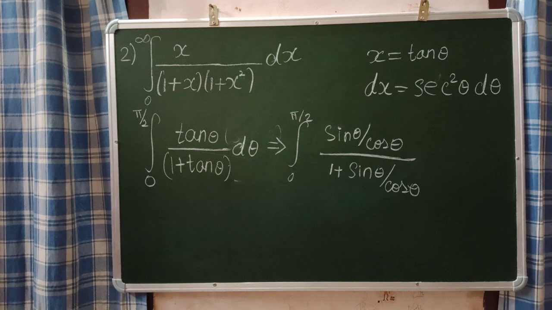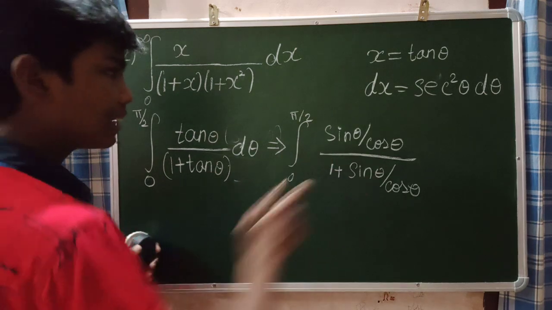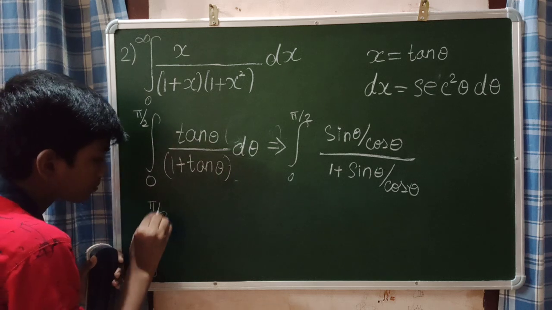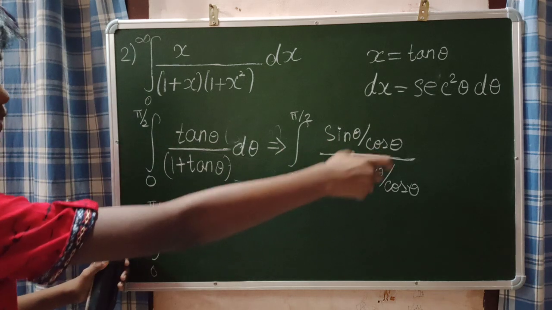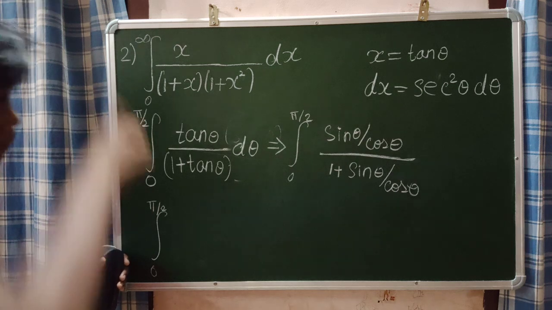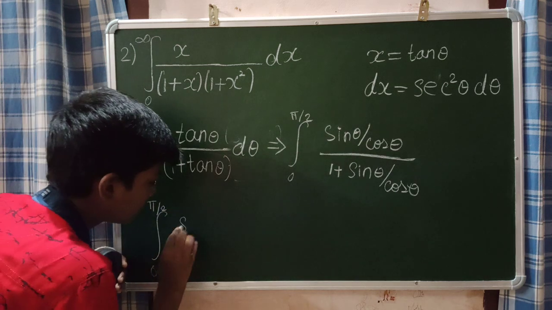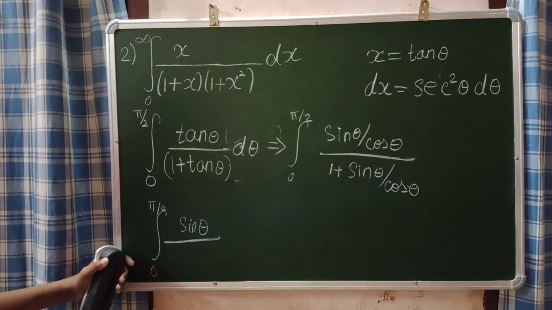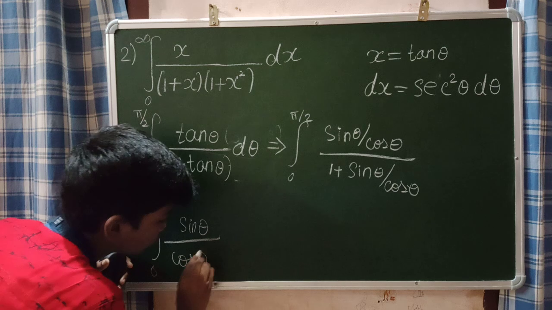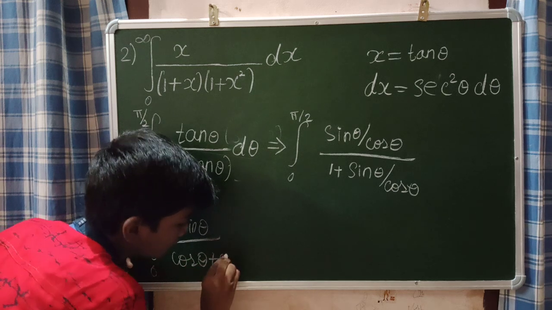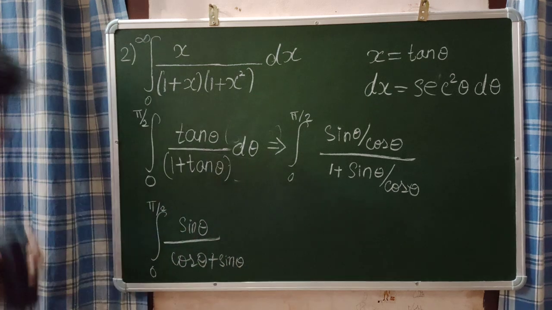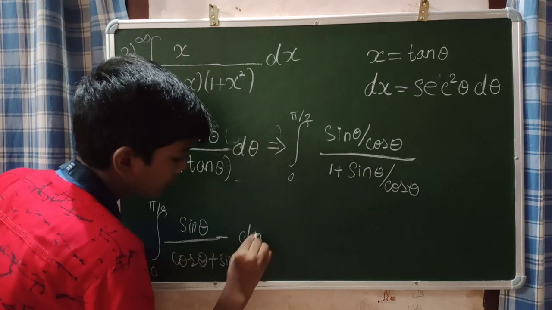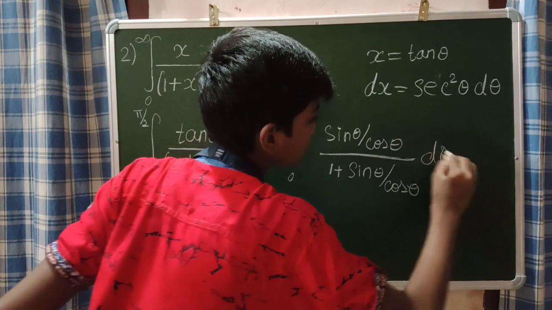Now guys, after doing this, how will the integral become? The integral will be from 0 to pi by 2 only. Now sin theta divided by cos theta, divided by 1 plus sin theta divided by cos theta, will be sin theta divided by cos theta plus sin theta. This is what you will get, right? So cos theta plus sin theta. This is what I got. Then d theta, right? I need to write d theta here. Sorry guys, I did not write d theta. I will write it right here. So d theta.